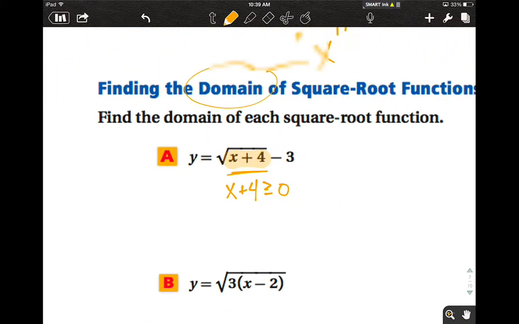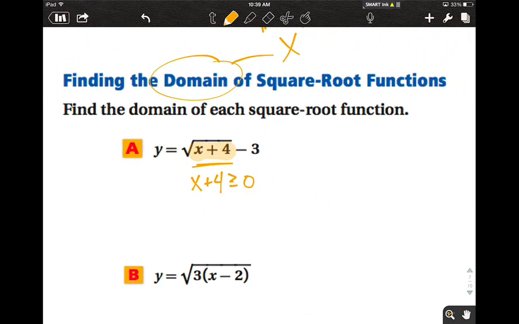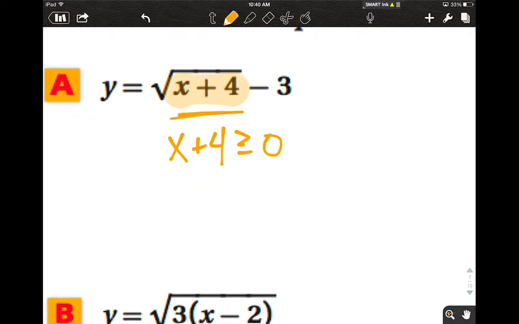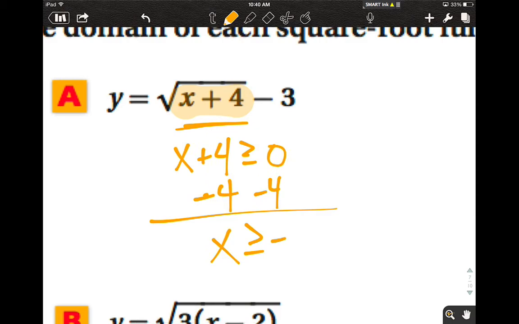So just write a little inequality statement. We remember inequalities, right? So solve that. X plus 4 has to be greater than or equal to 0. Subtract 4 on both sides. So what does x have to be, or what are the constraints on your x values? X has to be greater than or equal to -4.